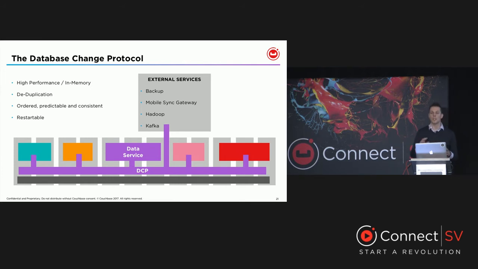So in a moment when Dave takes you through the services in a little more detail, you'll quite commonly see DCP as the entry point. So this is the changes feed. It's high performance, it's in memory, and so when a document is written into Couchbase's in-memory cache, it will transmit it asynchronously across the network to all of the other services that you have enabled on your cluster that are interested in the changes feed on that bucket.